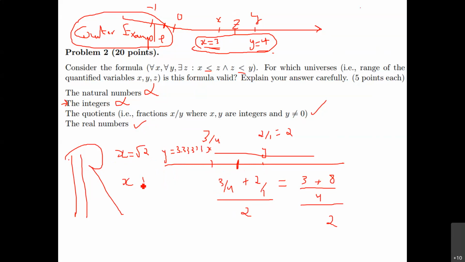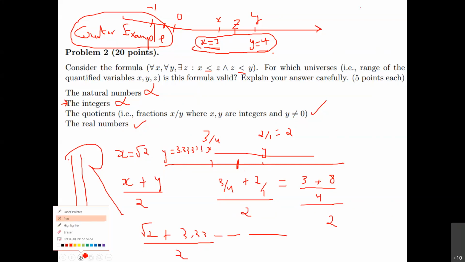Just x plus y over 2. So radical 2 plus 3.333333 forever, just divide it by 2 and you're going to get something in the middle. So it works, hopefully. Does anybody get that? Does anybody have a problem with what we said so far? Okay, good.